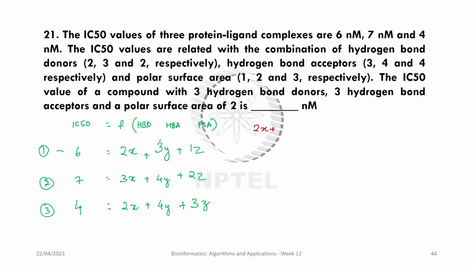So 2x plus 3y plus z is equal to 6. And you also have 2x plus 4y plus 3z is equal to 4. If I subtract these, I'd have minus y minus 2z is equal to 2, right? Keep a close watch on what I solve because I could make mistakes.